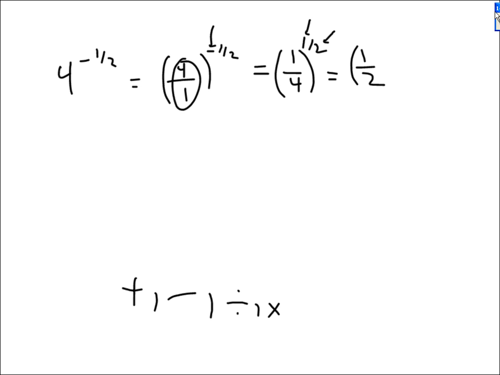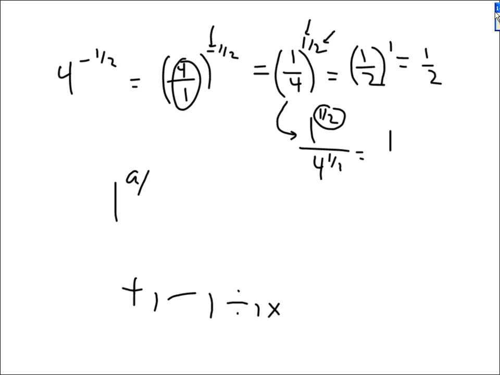So the first power is still a half. If you prefer, you can think of this as 1 to the half divided by 4 to the half. 1 to any power is 1. Because 1 to the A over B, regardless of what integers A and B are, what times itself B times gives you 1? 1. 1 times 1 times 1, B times is 1.